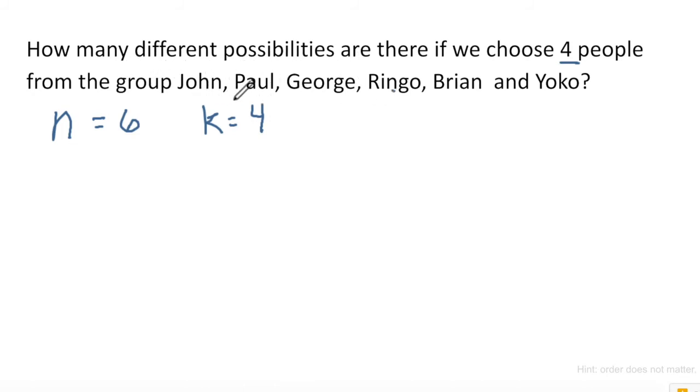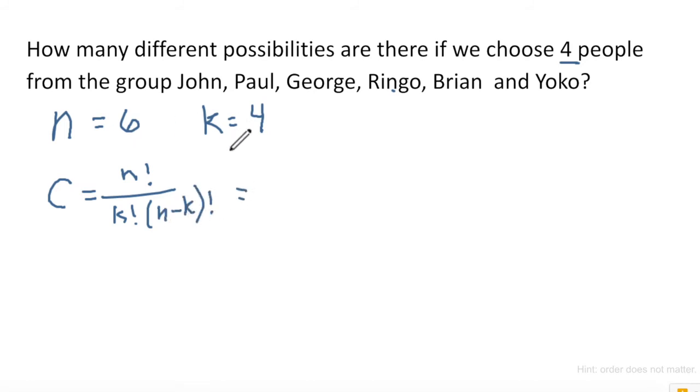Well, does order matter? In other words, is John, Paul, George, and Ringo the same as John, Paul, Ringo, and George? Yeah, they're the same. Order doesn't matter. We're not lining people up. We're just choosing subsets of these. So since order does not matter, we want the combinations one, which is n factorial over k factorial times n minus k factorial.